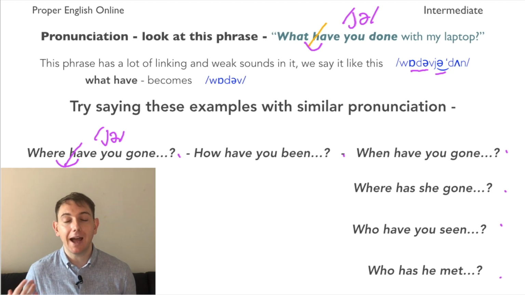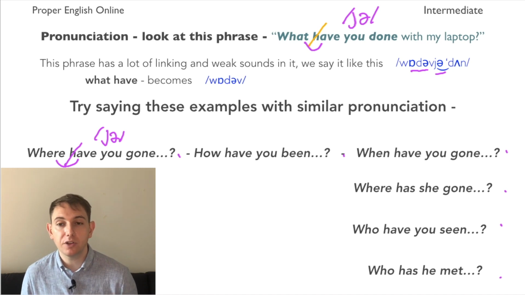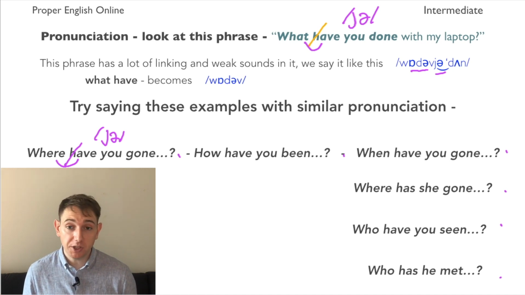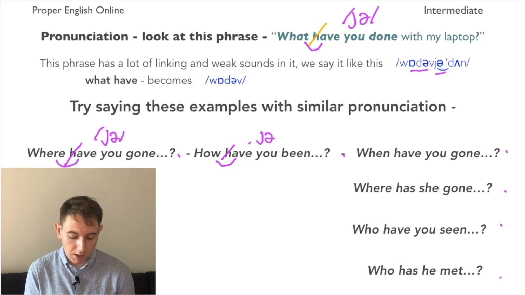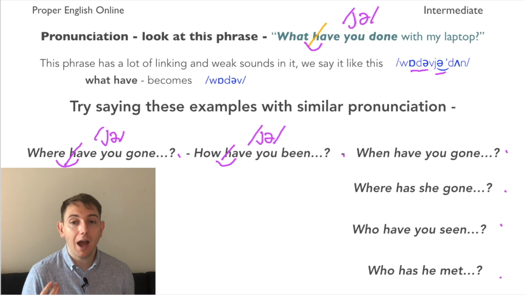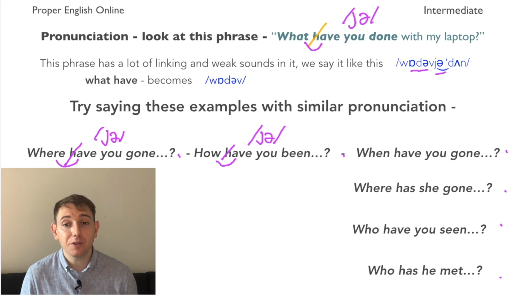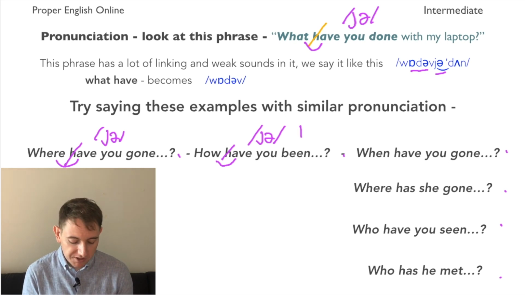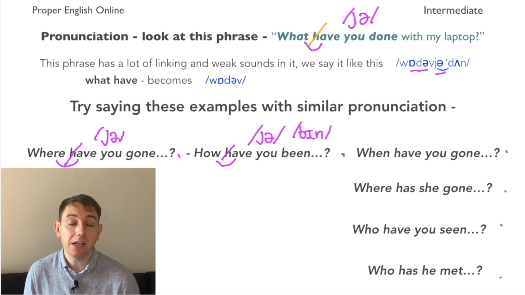So how about the next one? How have you been? So the W joins the A, doesn't it? And we get rid of that H. What happens to you? It becomes ya. And so we get how have. How have you been? Now, look what happens to been. This one normally will become been. So it's not E, it's been. How have you been?